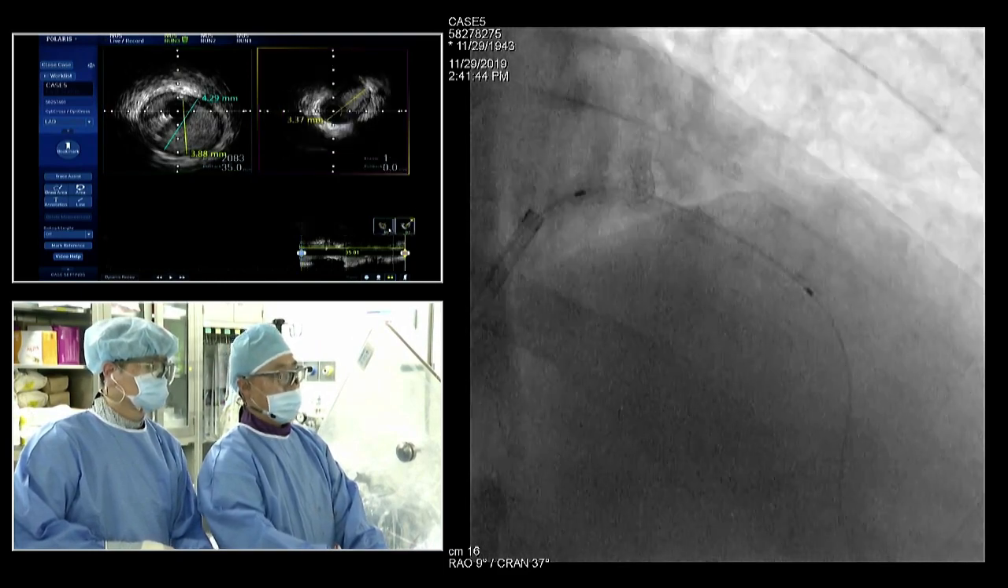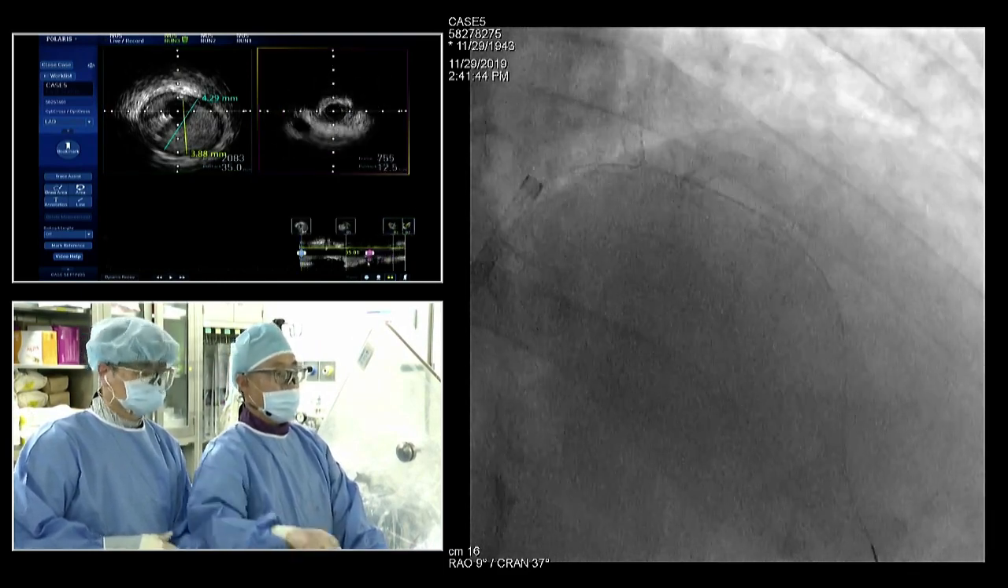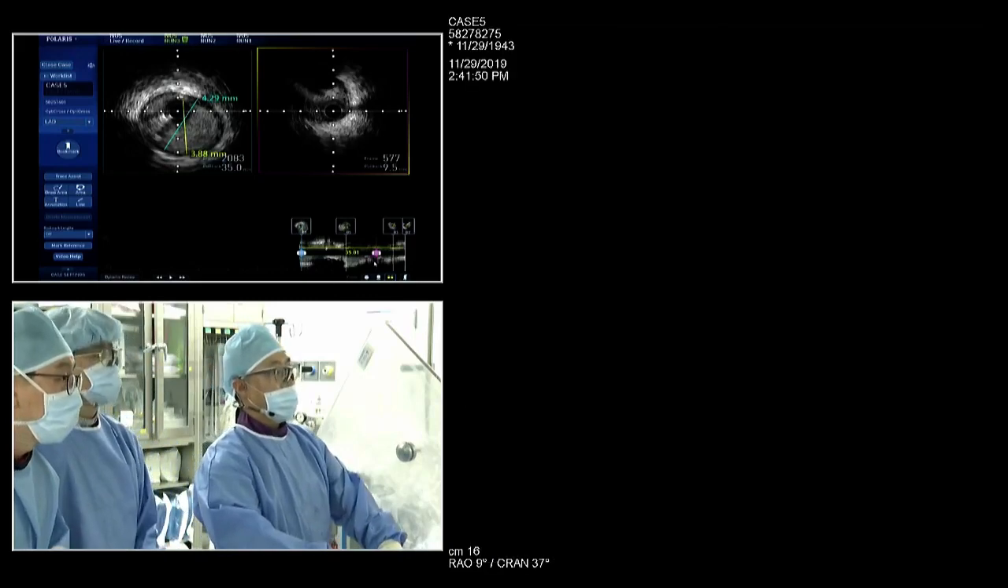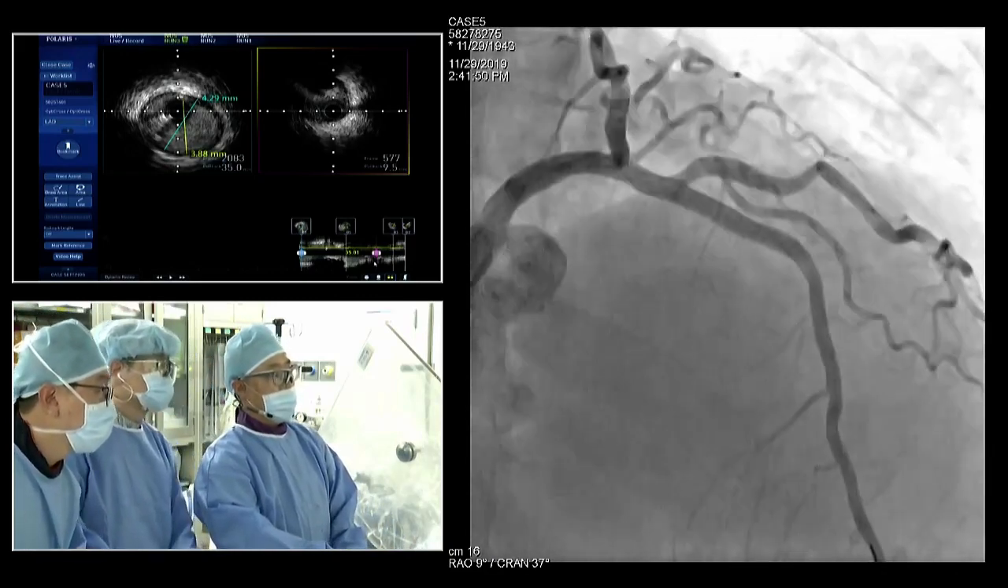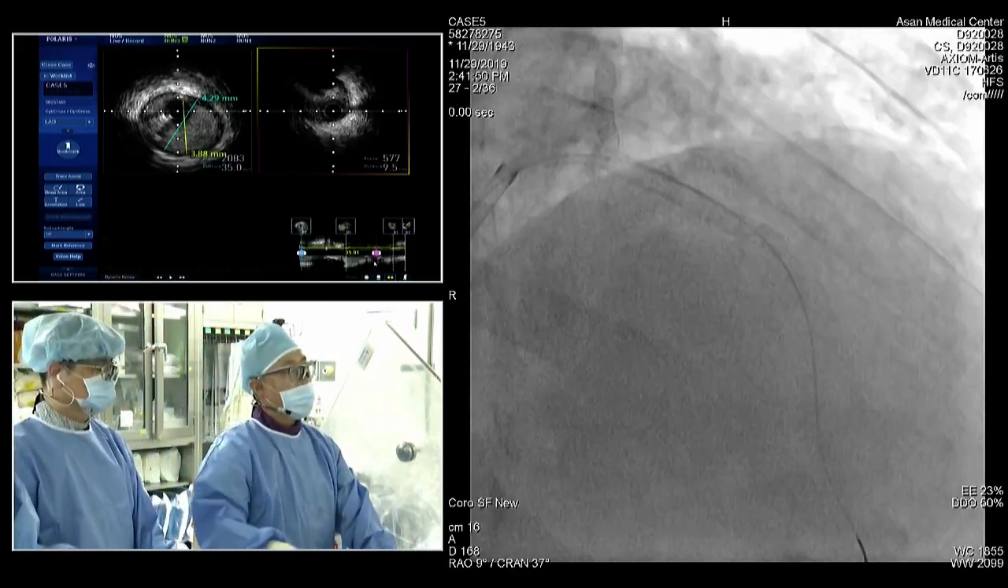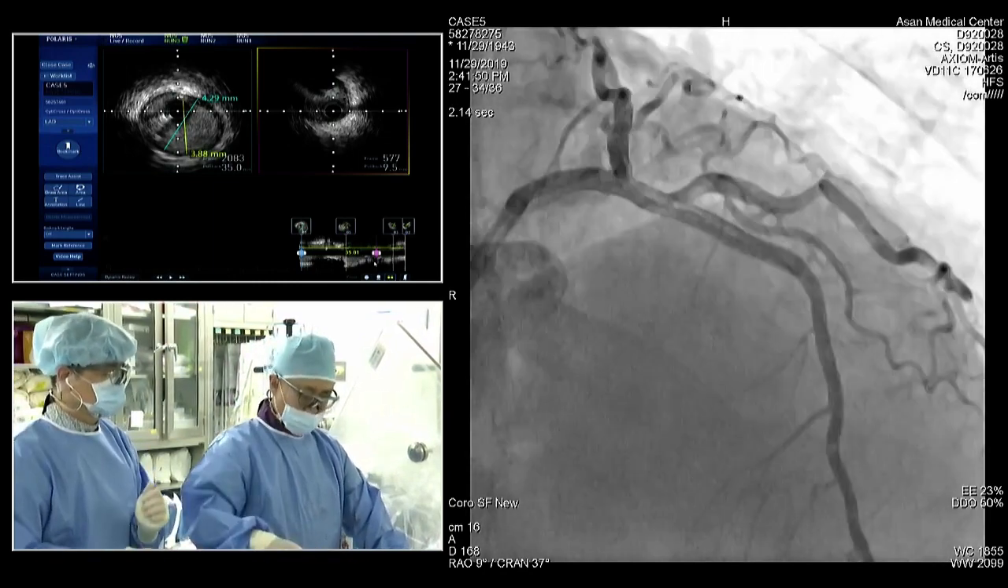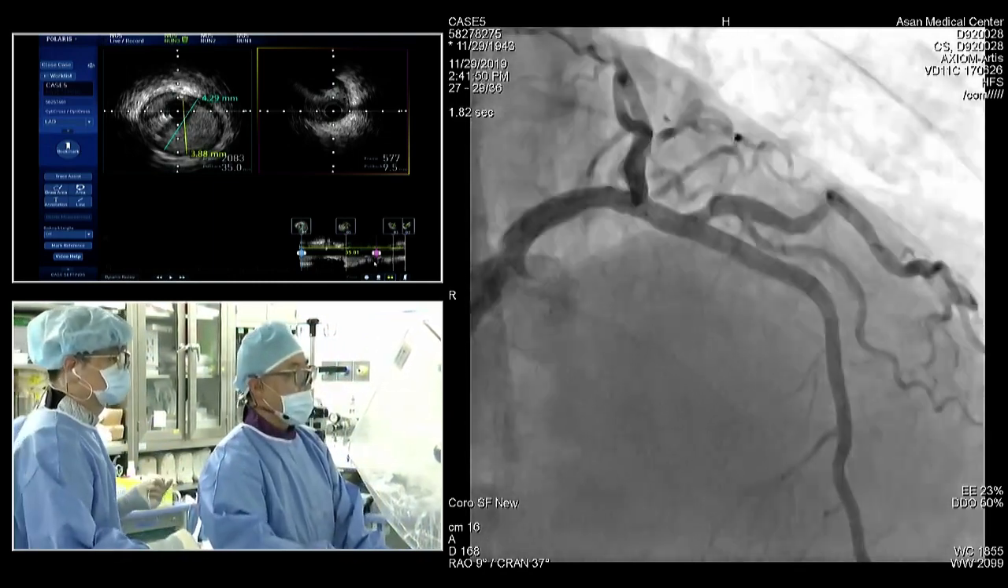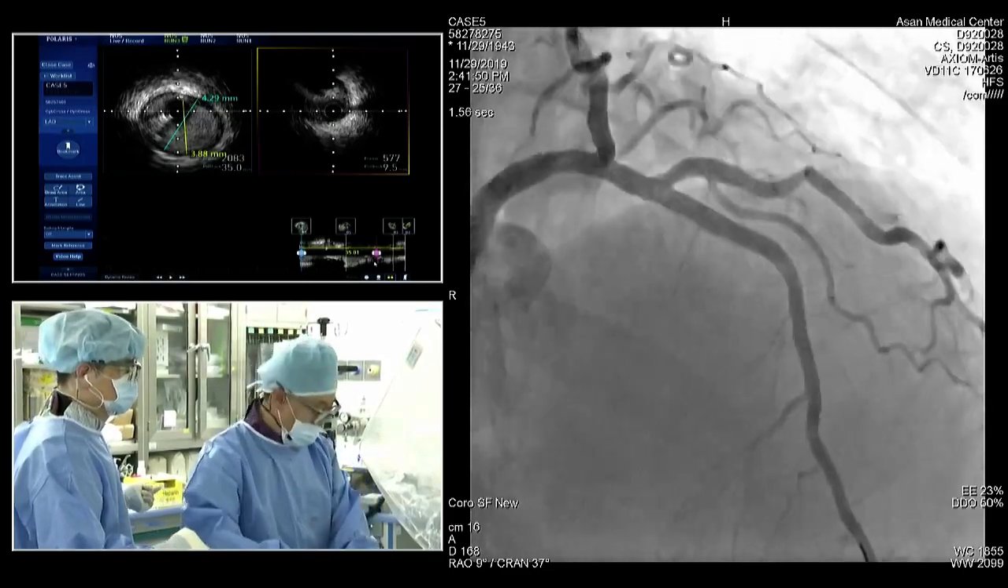Okay, here we're going to check the angle. Ready? You're ready? Cool. It's good. Good. Before final kissing, at this moment, so beautiful image.